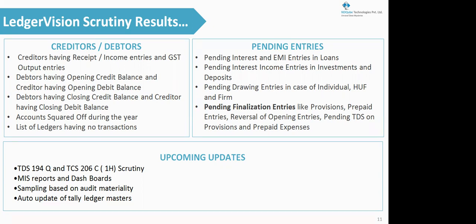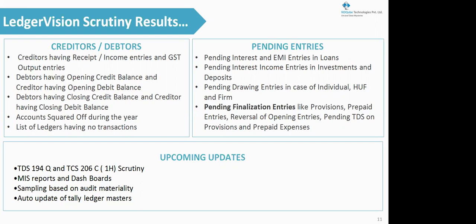Then some sampling techniques will be there for audit, based on audit materiality. And this is the major feature we are working on: auto update of the Tally ledgers, the Tally Ledger Master. The software shows you all the problems and errors in the accounting, and who is going to update everything at the last minute? So there will be a feature which will automatically update the changes done by you.